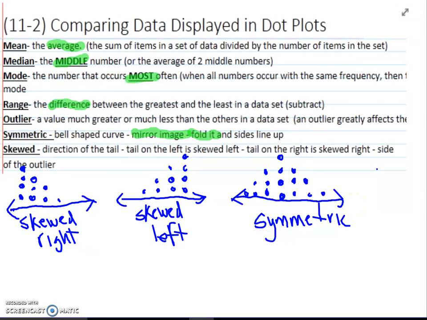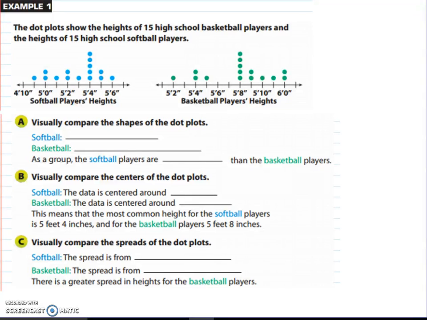Alright, let's take a look at example 1. The dot plot shows the heights of 15 high school basketball players and the heights of 15 softball players. It doesn't look skewed left and it doesn't look skewed right or bell-shaped. So we can just state a fact. We can say most of the data is under 5'4". Okay, and that's just one fact.